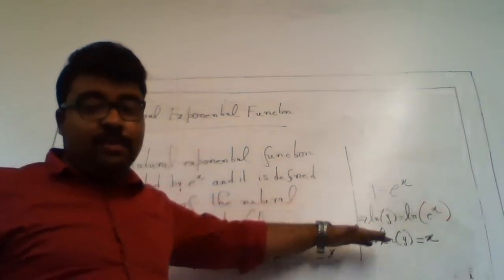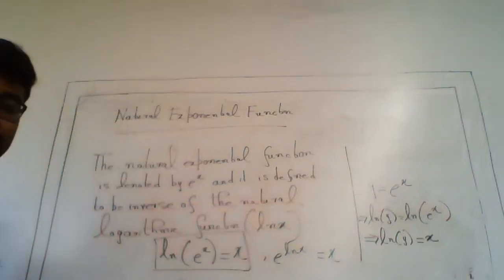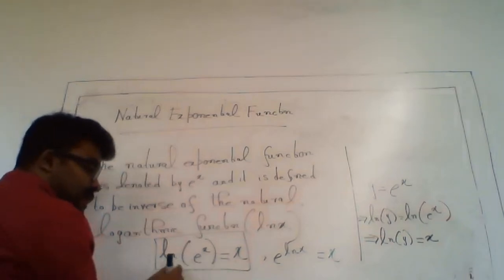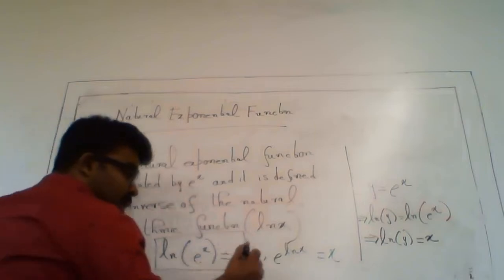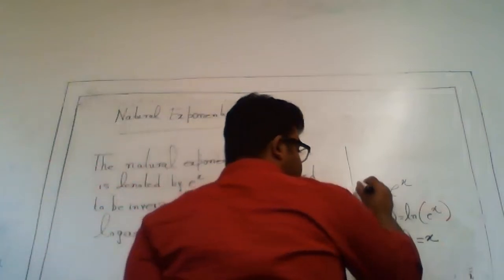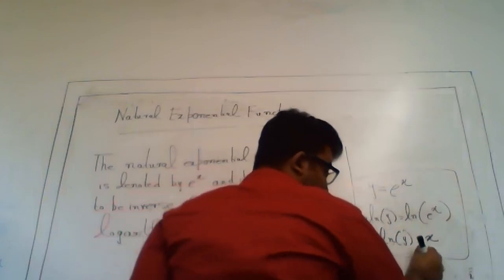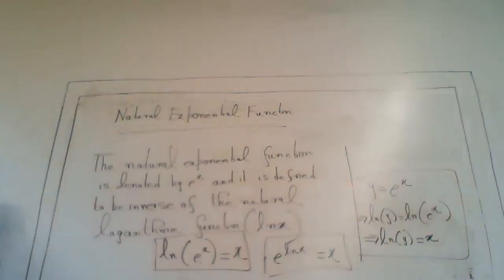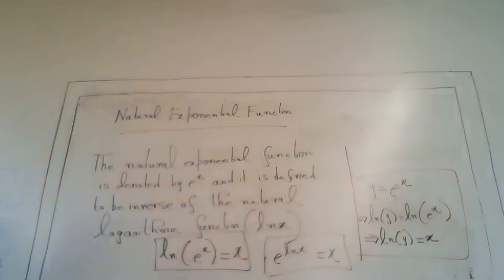So these three properties you have to remember. One is ln e to the power x is x. That is, if I have ln and then e to the power x, they will cancel each other, and I'll be left with x. e to the power ln x is x, and this conversion: y equal to e to the power x can be written as ln y equal to x. Now let's study how the graph of the natural exponential function would look like.